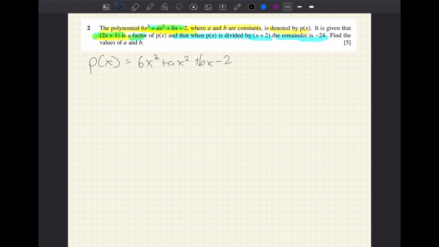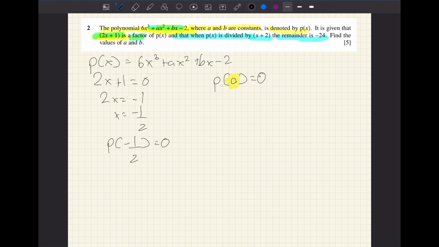How do we know what a is? Well, we equate the factor to 0 and find the value of x. That's how we find out the value of a. This is what I'm referencing when I mean the value of a. So 2x equals negative 1, x is equal to negative 1 by 2. So the value of a is negative 1 by 2. Since it's a factor, the remainder should be 0. The remainder is p of minus 1 by 2, which should be 0.